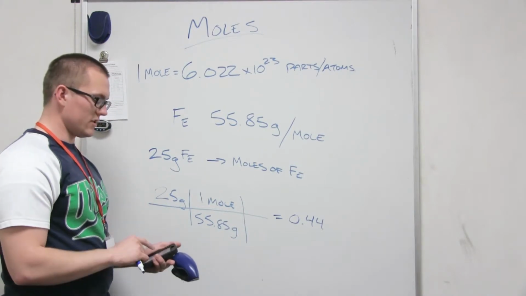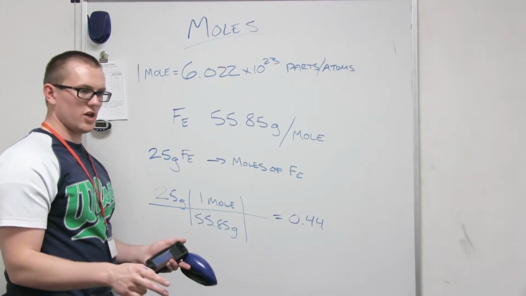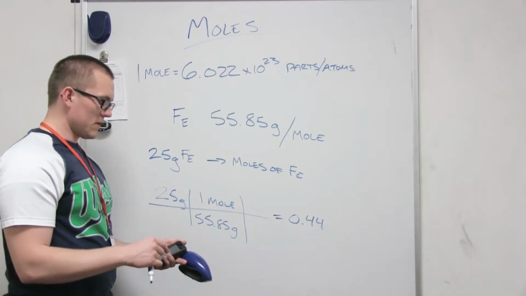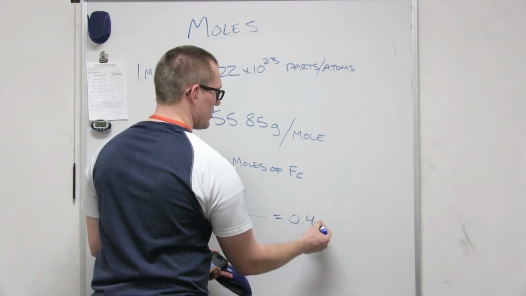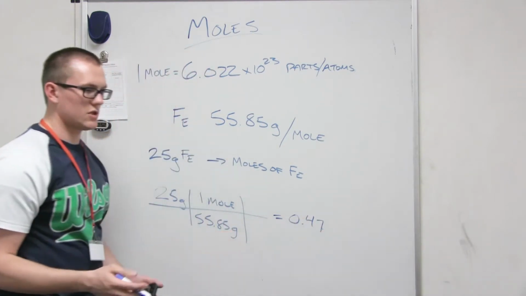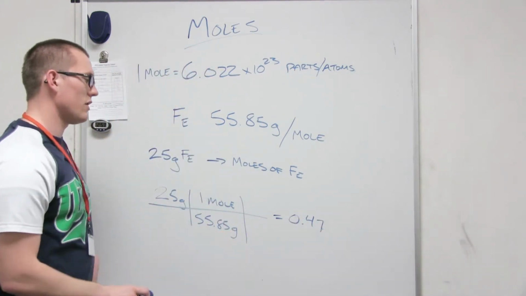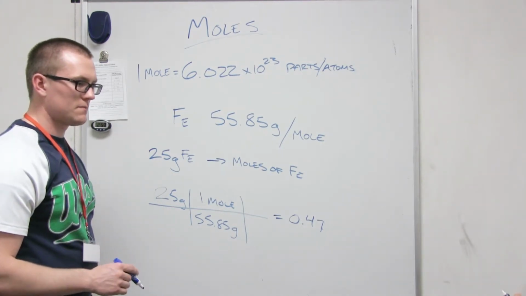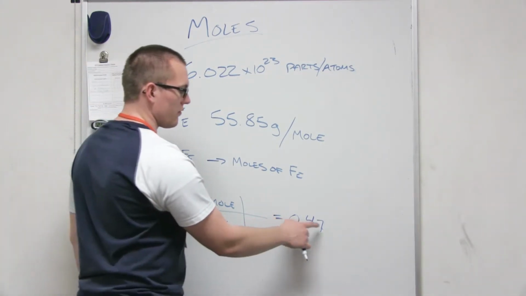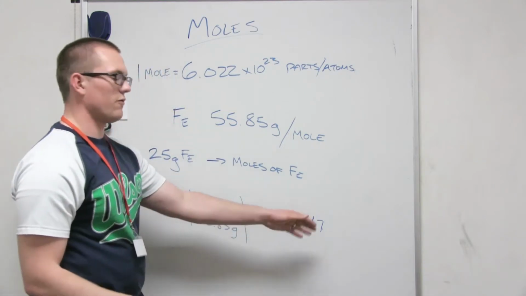And so for this, if you put it on the calculator, it comes up with a gigantic decimal number. And so you just want to round it to just 2 significant digits, because we only have that 25 right here. So it's 0.47 instead of 0.446?